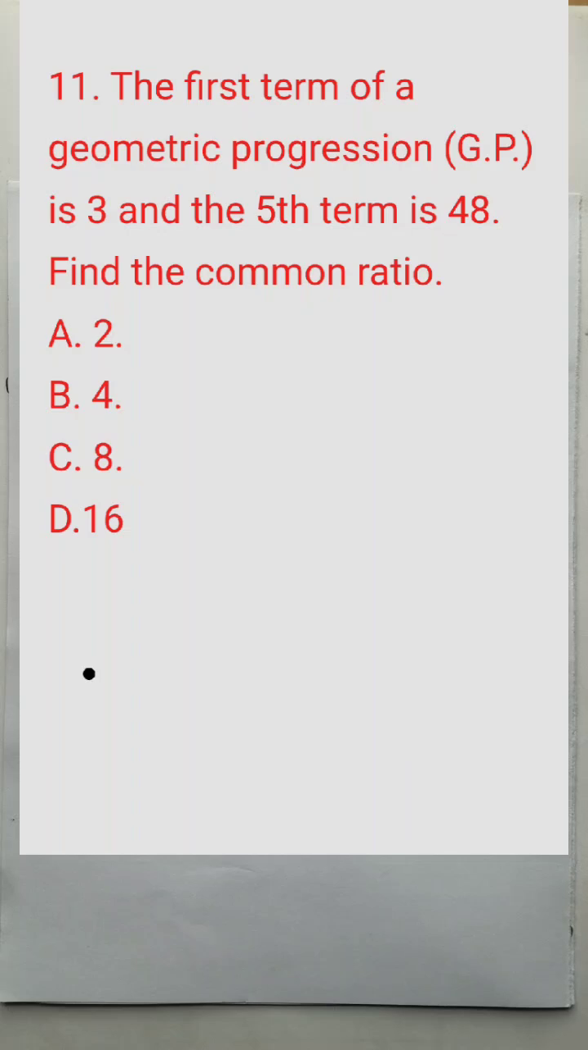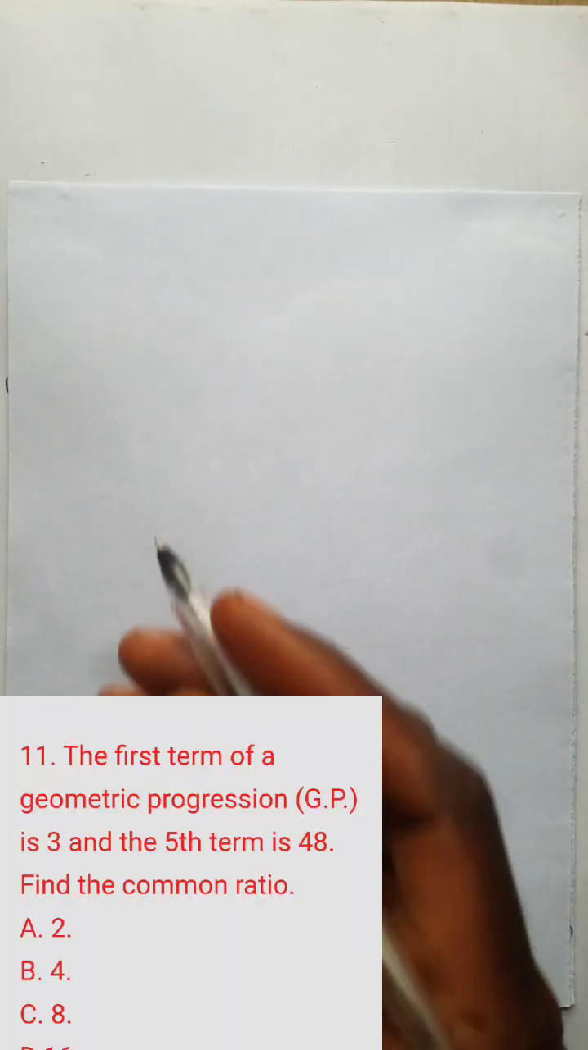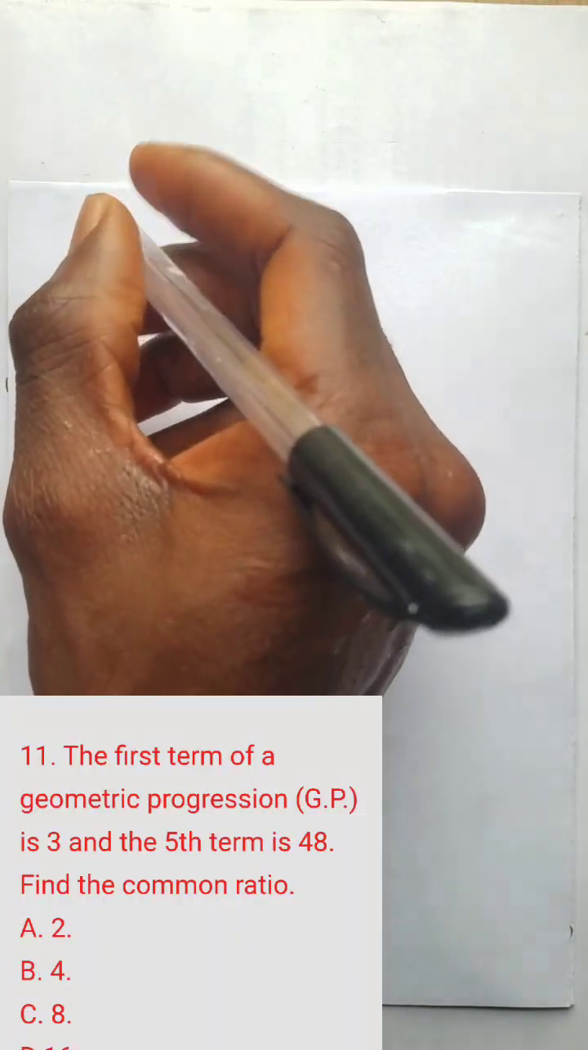Question 11. The first term of a geometric progression GP is 3 and the fifth term is 48. Find the common ratio. This question is a GP and we have to think in that manner. So what do we have in the question? The first thing you want to do is extract all the parameters from the question.